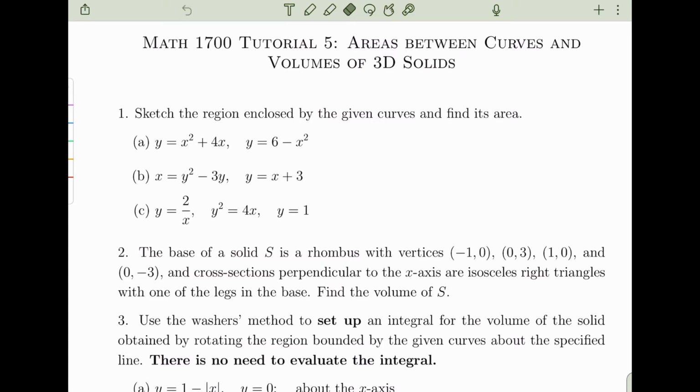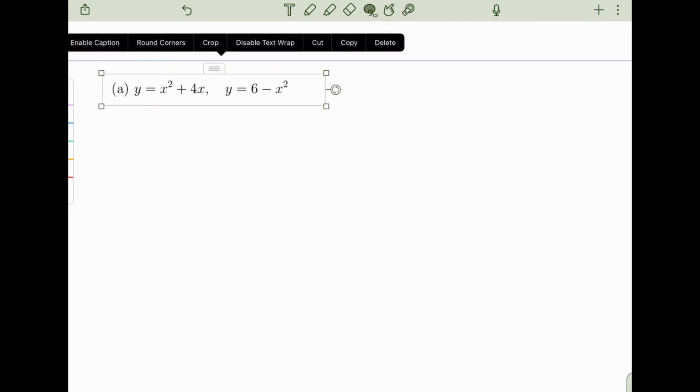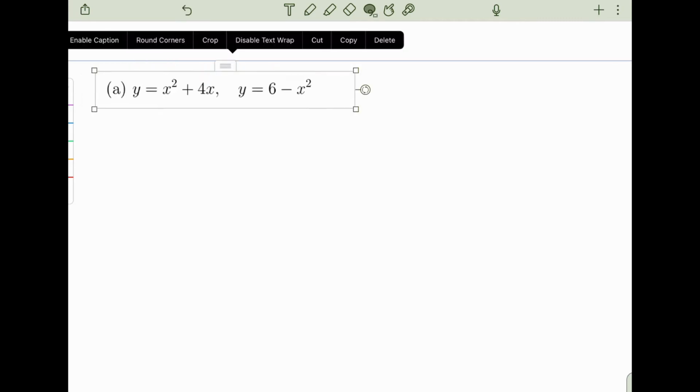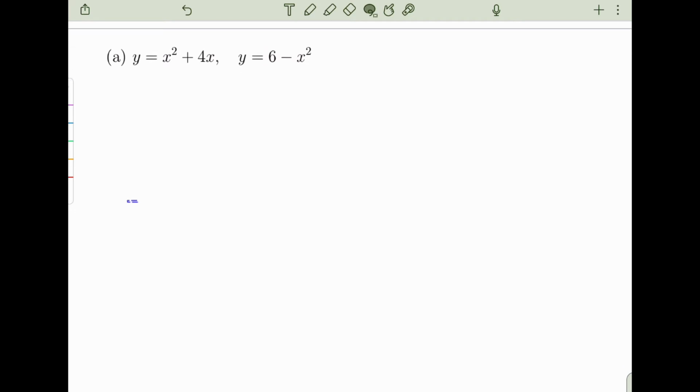Now let's take a look at question 1. Get the region enclosed by the given curves and find its area. So this one. These two curves, they're both parabolas. So start sketching.